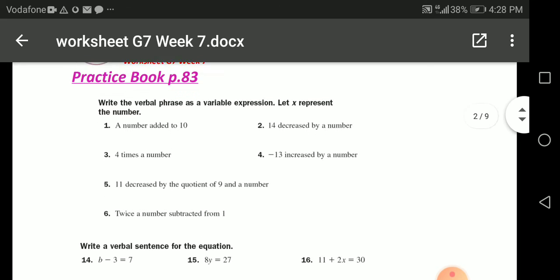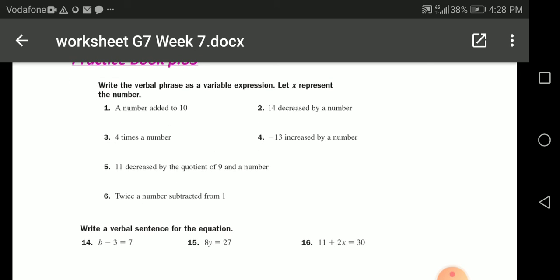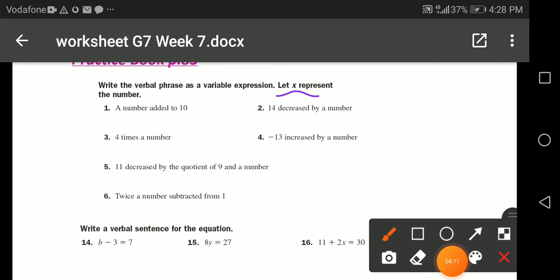So let's start here. Write the verbal phrase as a variable expression. Let x represent the number. Focus here: it asks you to write x to represent the number, so don't write y or n or any other. Okay, so a number added to 10 is x plus 10, right?